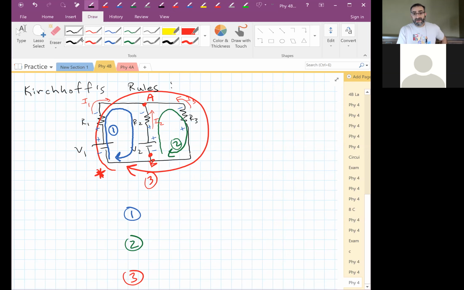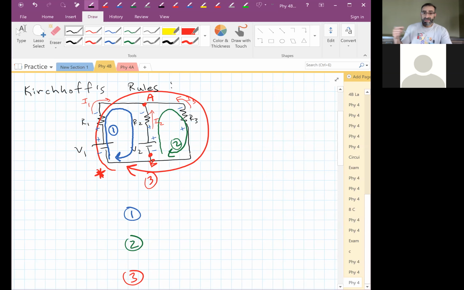But we know that we can only use 2 of these. So if we're starting in the lower left corner, we go up through the battery. Remember, it's like a hiking trail, and the direction you go around the loop changes your equation. So pick a starting point and hike around the loop in one direction until you're back where you started.